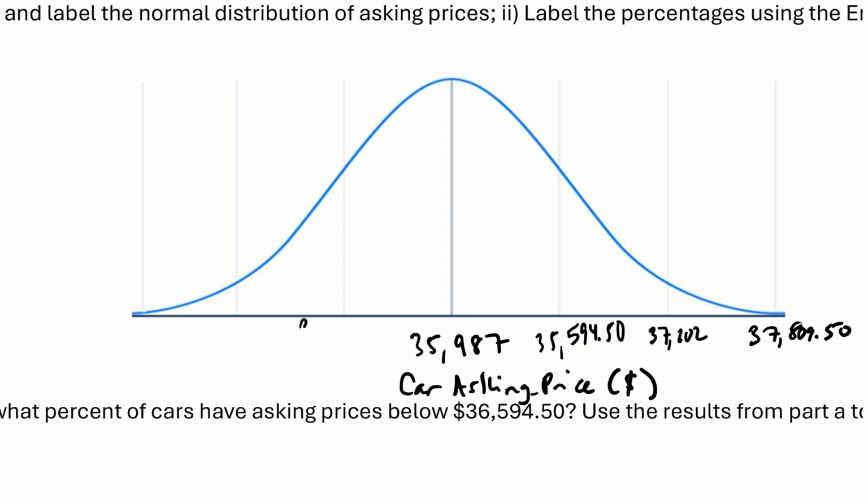This is $35,379.50. I got to keep subtracting $607.50, so I get $34,772, and then the last one, $38,168.50. All right, so those are my x-axis labeled with the title here.